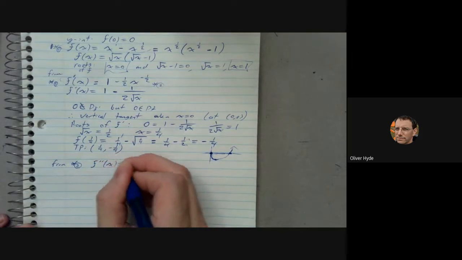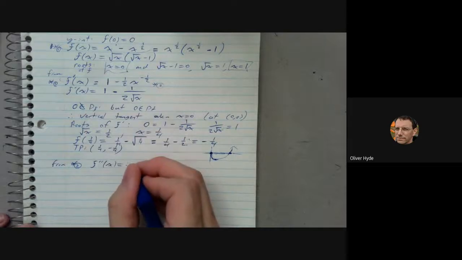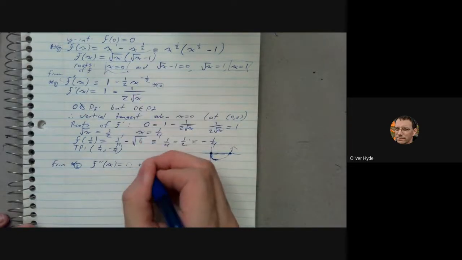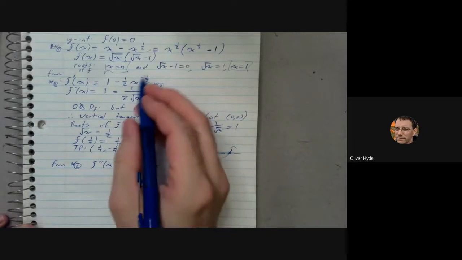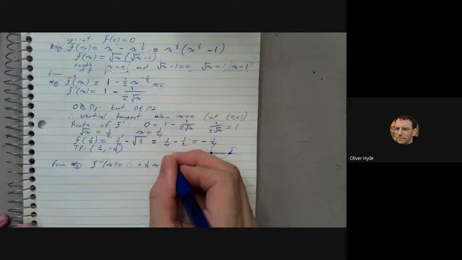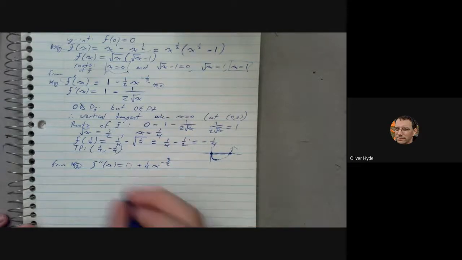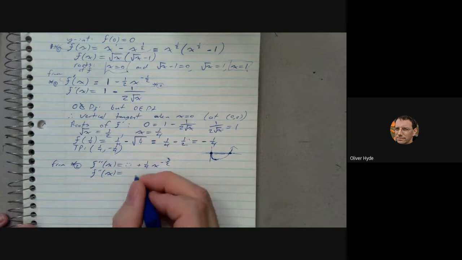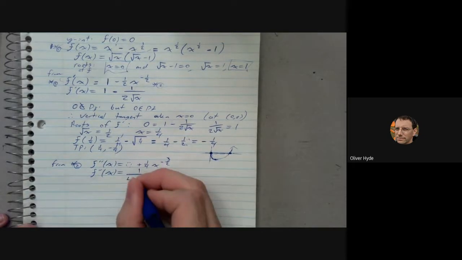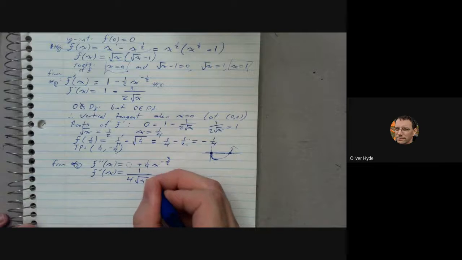f double prime of x is going to be 0 plus 1/4 times x to the exponent -3/2, that is, -1/2 minus 2/2, -3/2. Let's tidy this up for analysis purposes: 1 divided by 4 times the square root of x cubed.